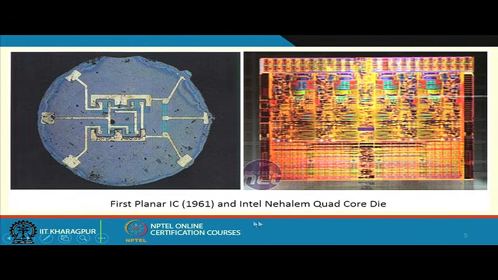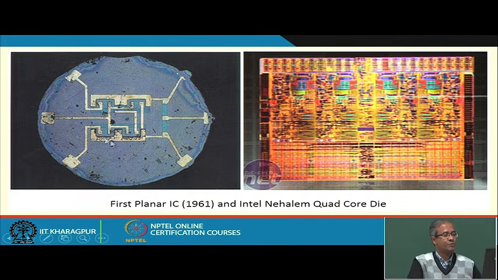Okay? Fine. So, let us look at these two pictures. You will get a very rough idea. The picture on the left shows one of the first ICs that were manufactured in the year 1961. This IC comprised of only a few transistors, but in contrast, look at this photograph on the right side. This corresponds to the Intel Nehalem quad core processor, which houses more than 1 billion transistors. So, you can see the sea of change that has taken place over the years.